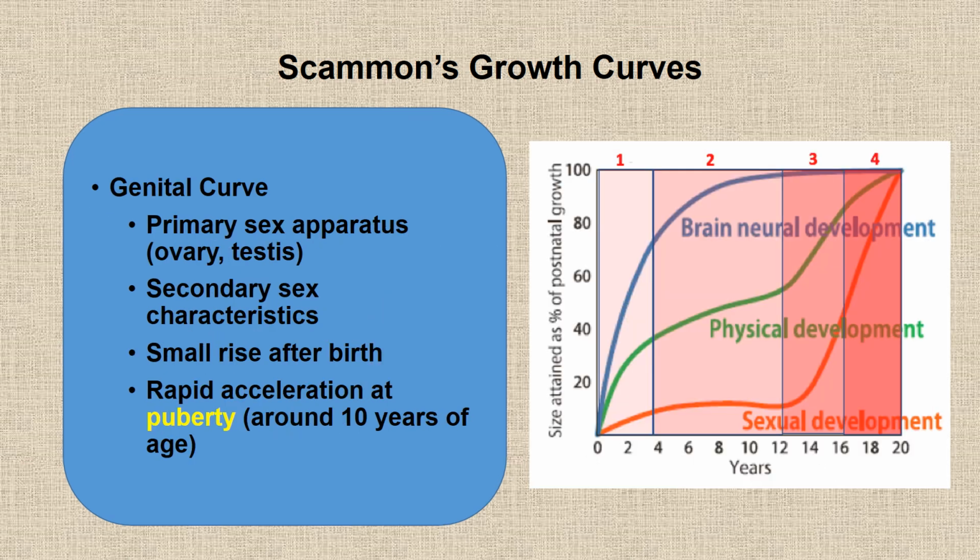Now next is the genital curve. This involves the growth of the primary sex apparatus, namely ovary and testes, and also the secondary sex characteristics. There's a small rise after birth, and at puberty there is a rapid acceleration which is known as the pubertal growth spurt, which occurs around 10 years of age.